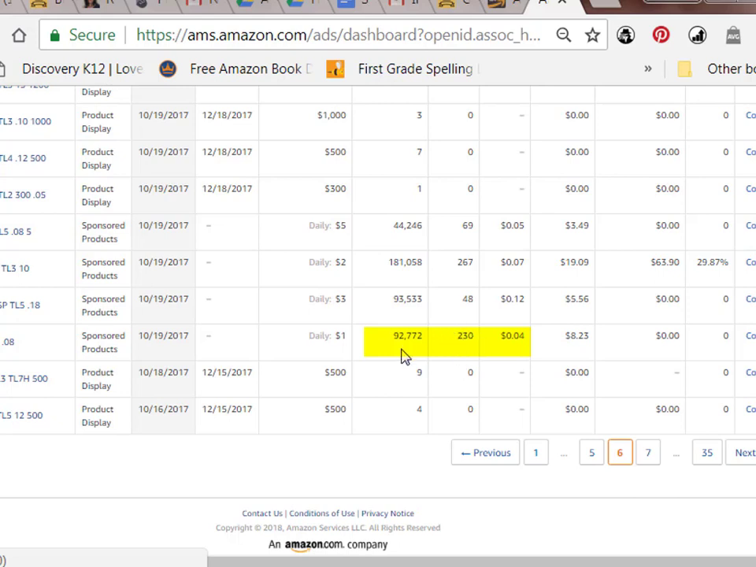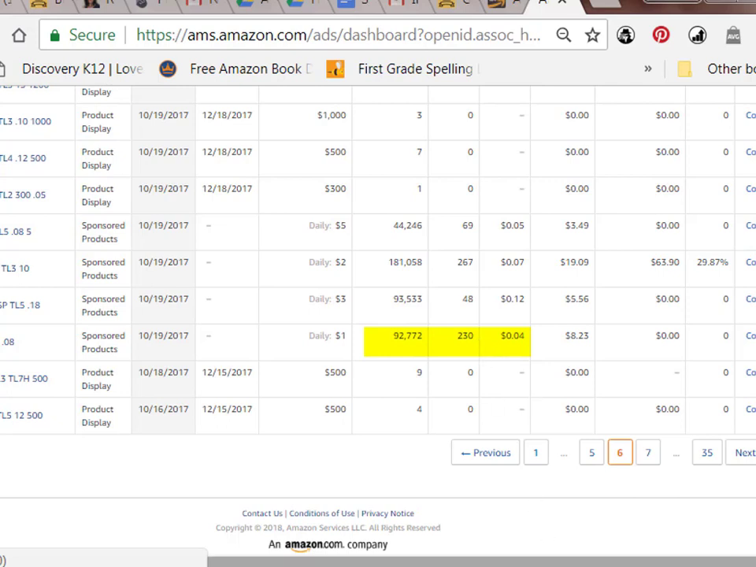This is almost 100,000 impressions. Okay, this is actually a really great number, and I'm going to show you how I can tell that. So I'm going to show you how I calculate that, like the long way, and then I'm going to show you the shortcut. Are you ready?